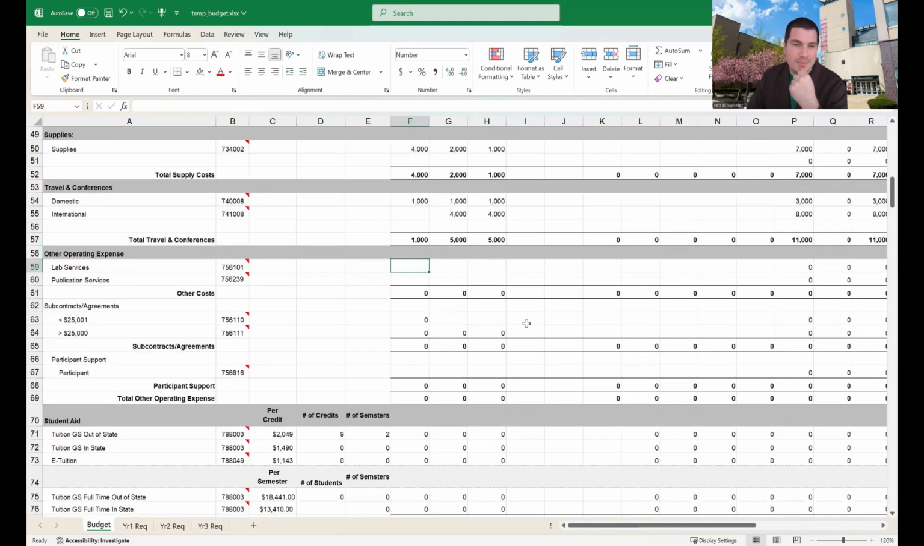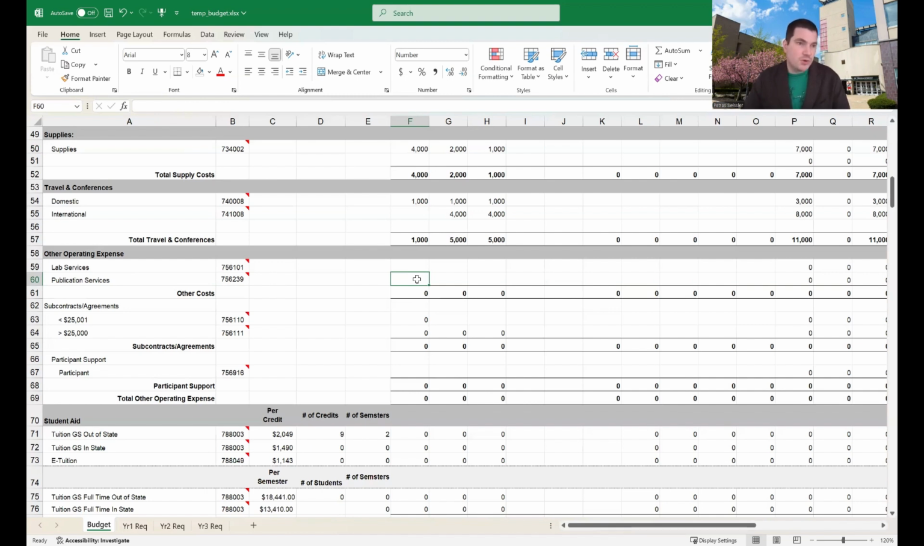All right. Lab services. Lab services is going to be stuff like contracting out some engineering work or sending something out to be manufactured. I tend to do stuff in-house, so I am not going to have anything here. Publication services. So publication services are really going to be about the cost to publish something.